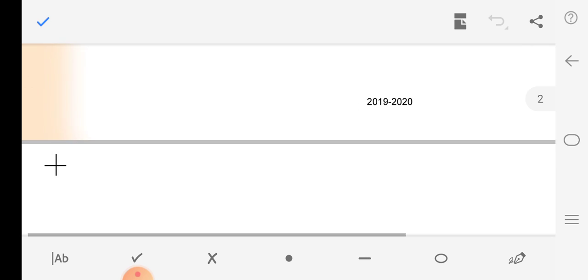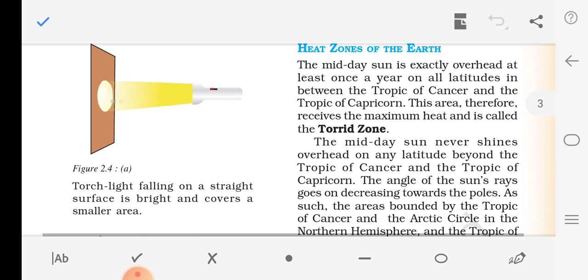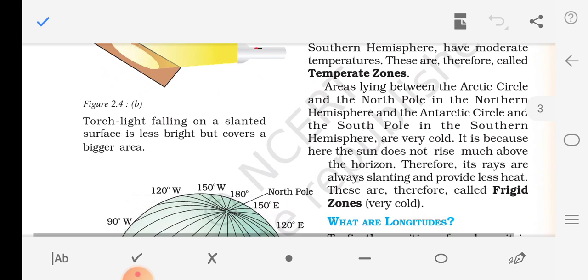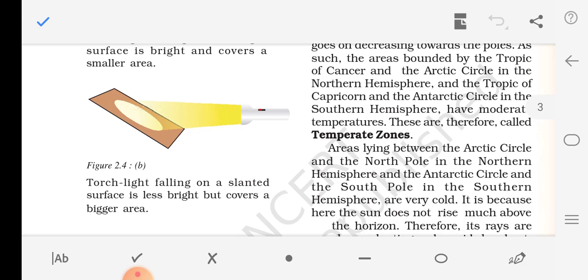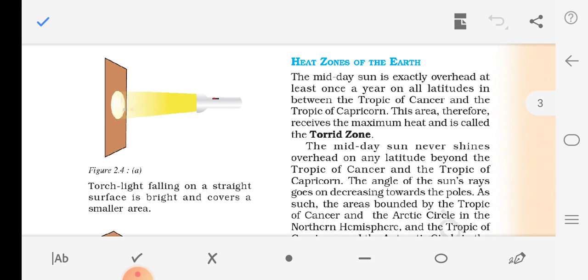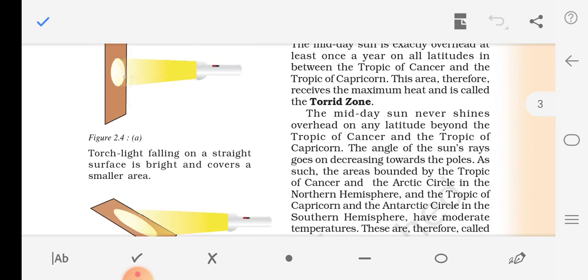Now let's see the heat zones of the earth. What are the heat zones? Torrid zone, temperate zone and freezing zone. What are the three heat zones of the earth? Torrid zone, temperate zone and freezing zone.